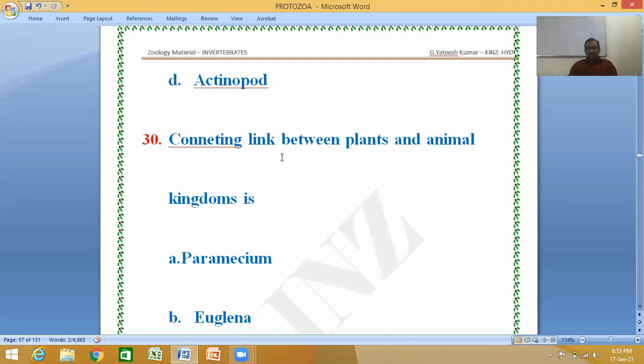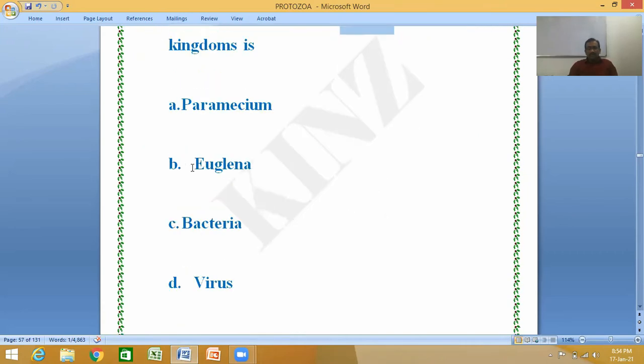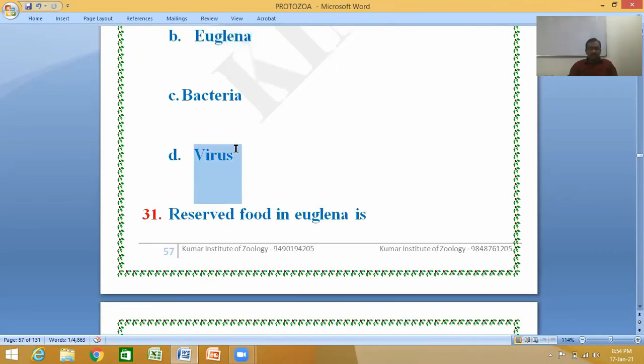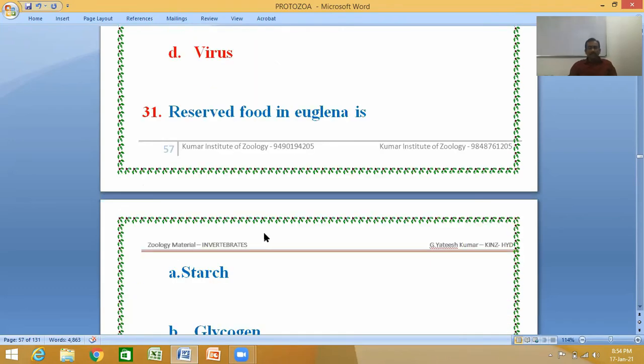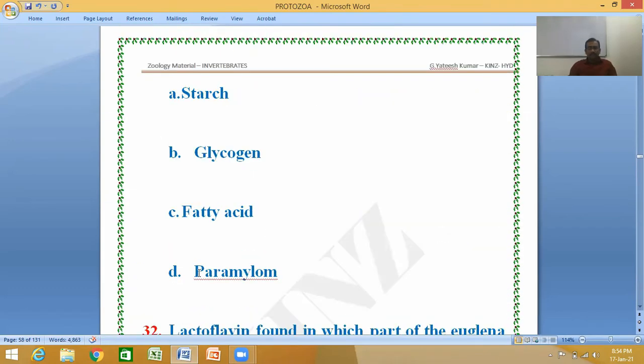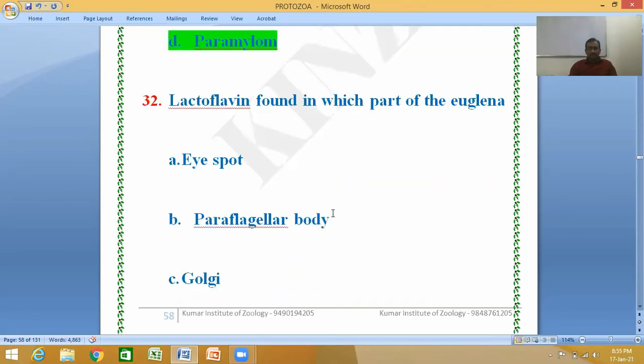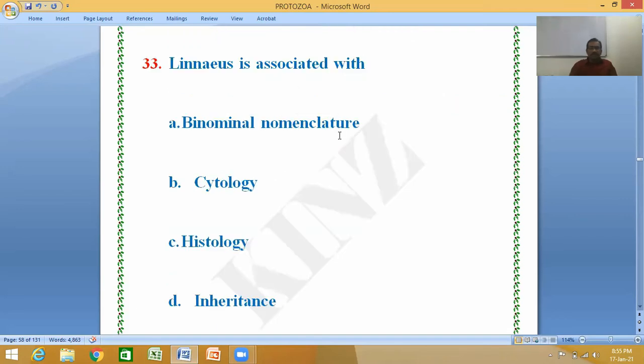Euglena is the connecting link between plants and animals. The virus is also a connecting link, between living and non-living. Reserved food in Euglena is in the form of paramylum. Next question: lactoflavin. Lactoflavin is found in which part of the Euglena? Lactoflavin is a chemical present in the paraflagellar body.